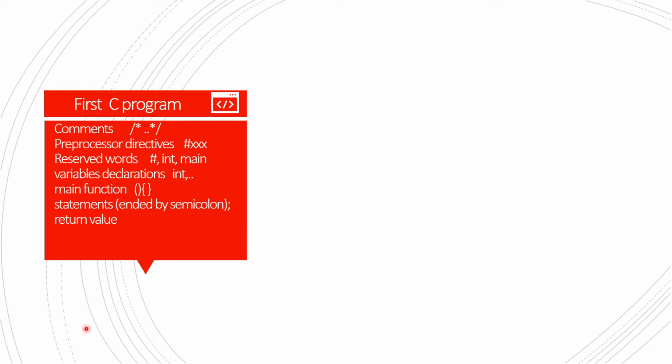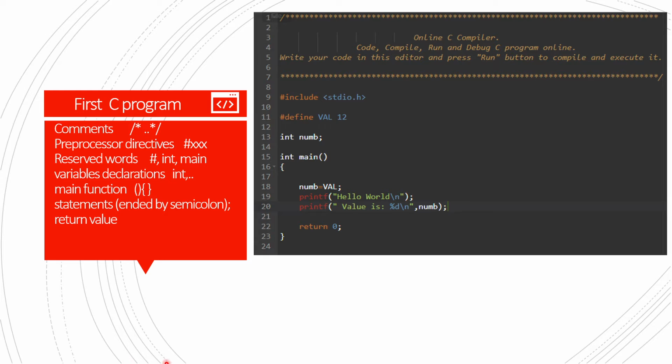Let's have a quick look at this simple C program. Its most basic features are the comments, which must be placed in this format. First you write slash, then asterisk, then your text, then you close it by an asterisk and slash symbol.